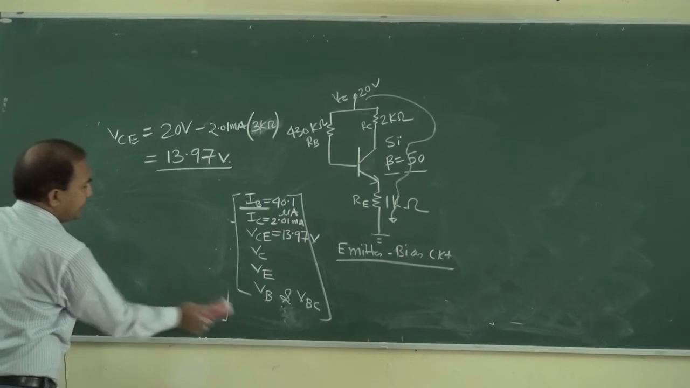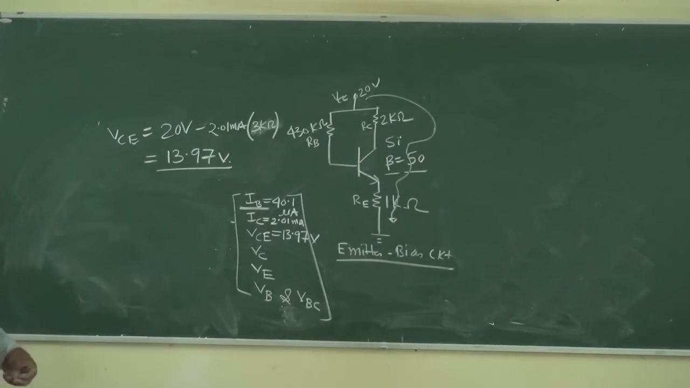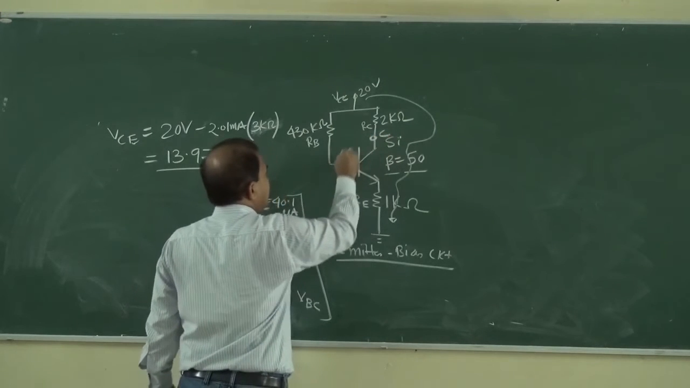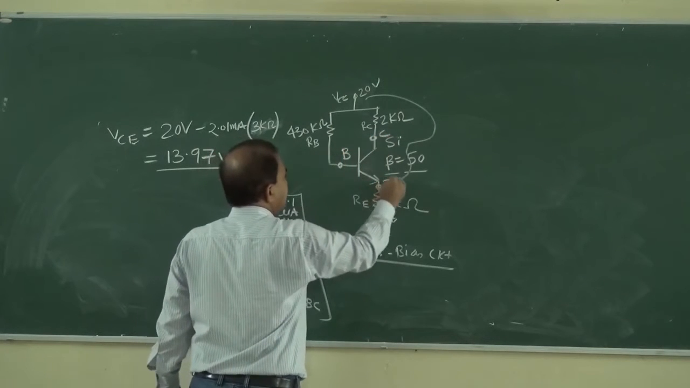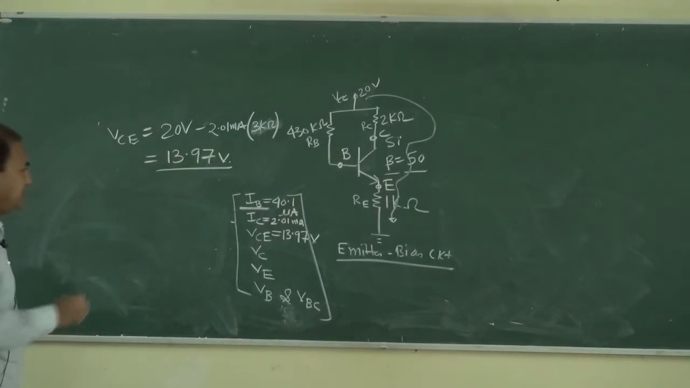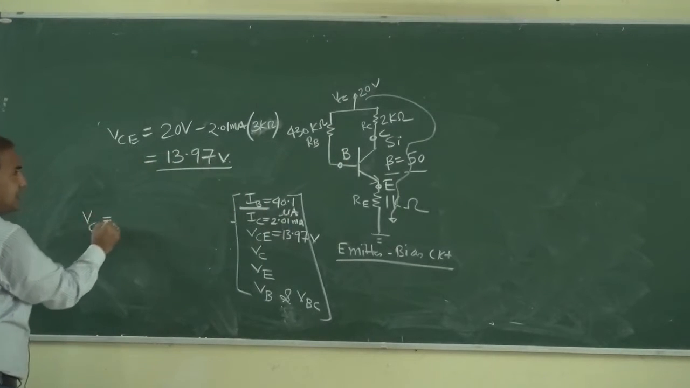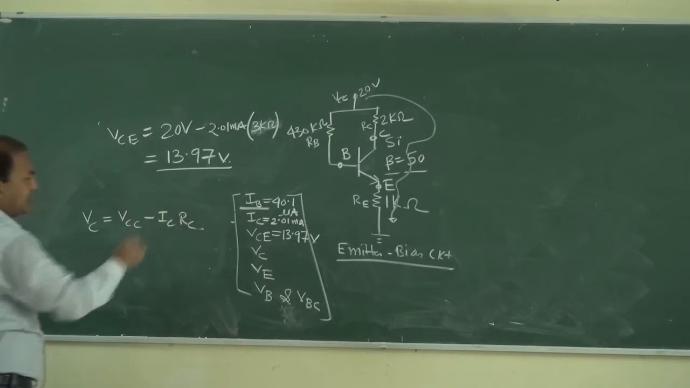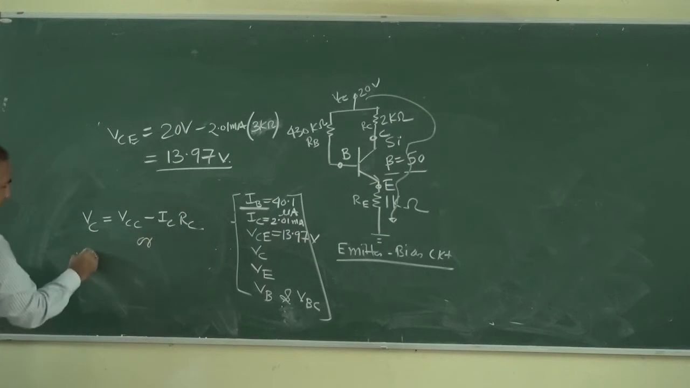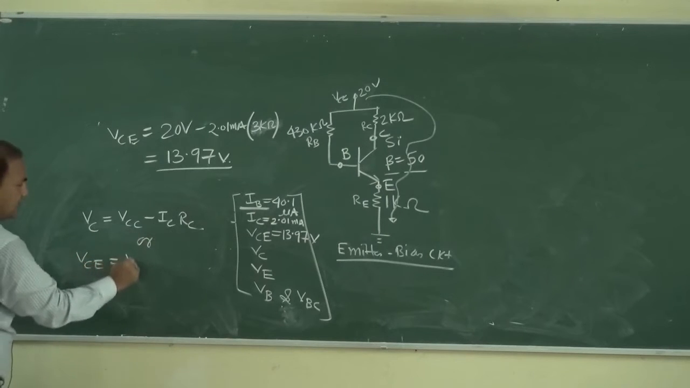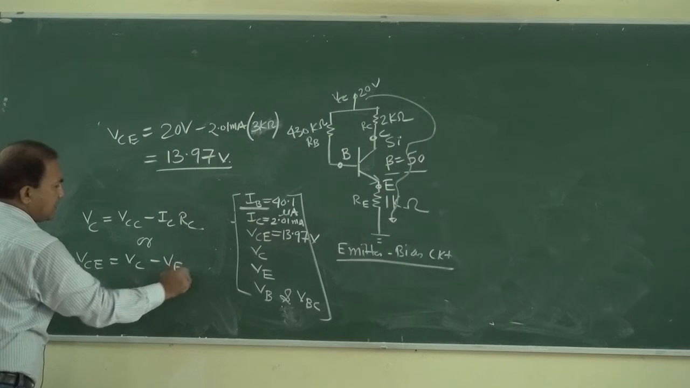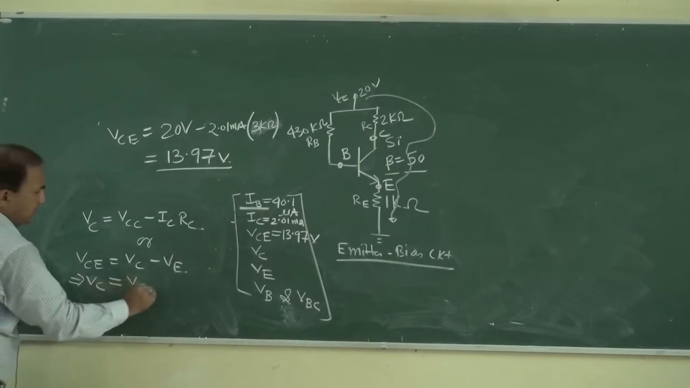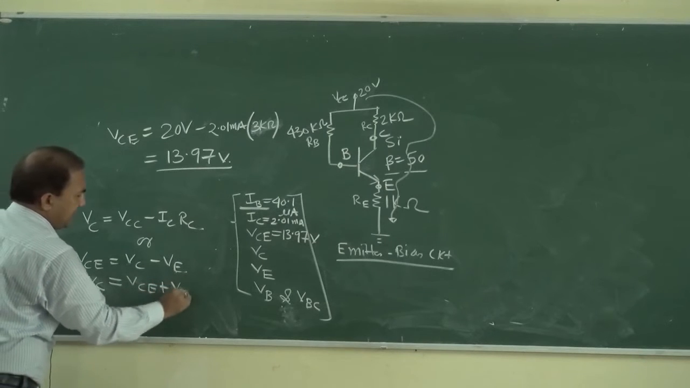Then how can we calculate VC? The voltage at point C, where this is the base terminal and this is the emitter terminal, is equal to VCC minus IC into RC. Or VCE is equal to VC minus VE. So from this equation we can write VC equals VCE plus VE.